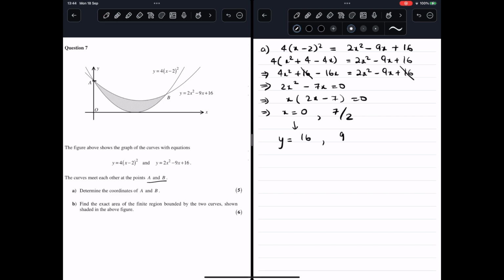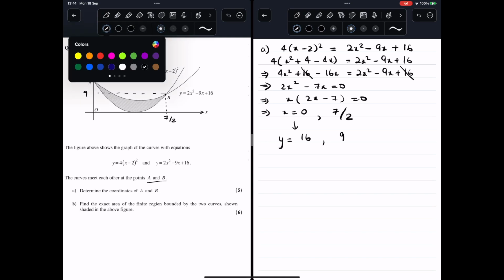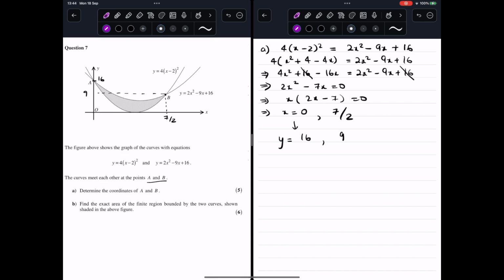Now, for the next part, we have to find the exact area of the finite region defined by the two curves. So let's just put down the points relevant to us. Now, both the curves are intersecting at the same point. So all I have to do is take the area of one curve and take it away from the area of the other curve, which means that I simply have to look at the first curve. Let's highlight this in pink. So that's my 2x squared minus 9x plus 16 curve.